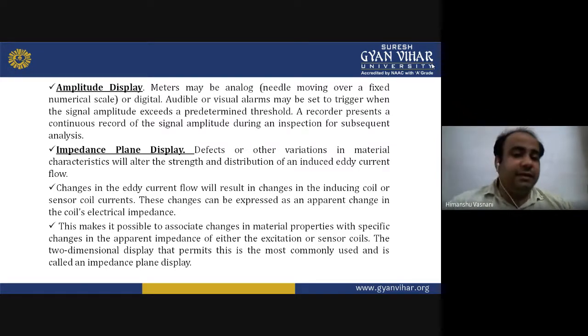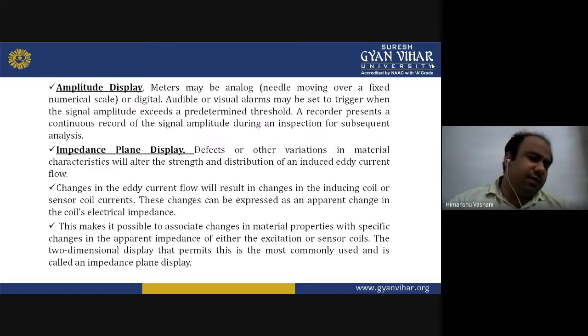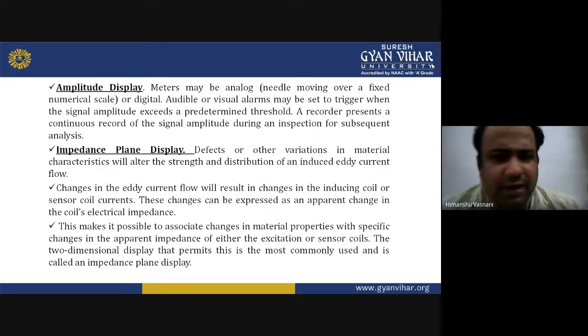Now, the impedance plane display. When you talk about amplitude display, we know that we have different types of meters. The most common are analog or digital display meters. Audible or visual alarms may be set to trigger when the signal amplitude exceeds a predetermined threshold. A recorder presents a continuous record of the signal amplitude during the inspection for subsequent analysis.